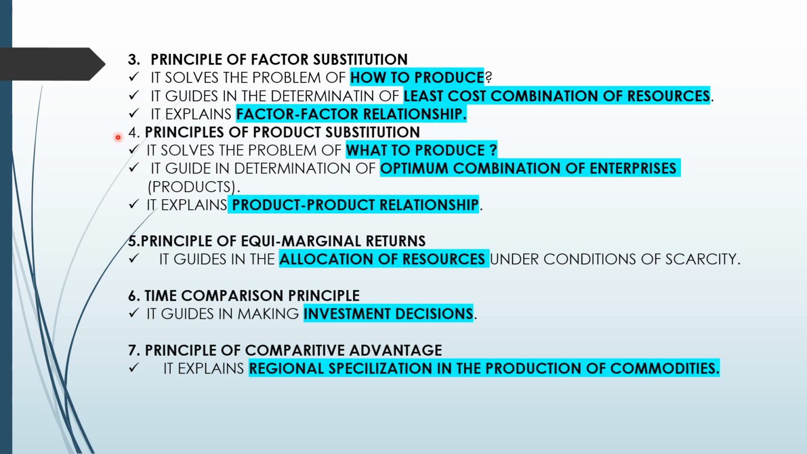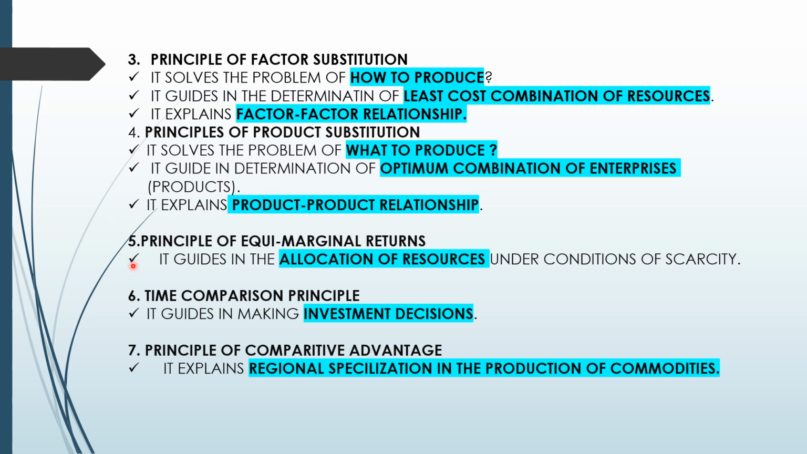And the fourth principle is the principle of product substitution. Here product refers to an output, that is, substitution of output, output substitution. It solves the problem of what to produce and the determination of the optimum combination of enterprises. It explains the product-product relationship, that is, the relationship between an output and an output.